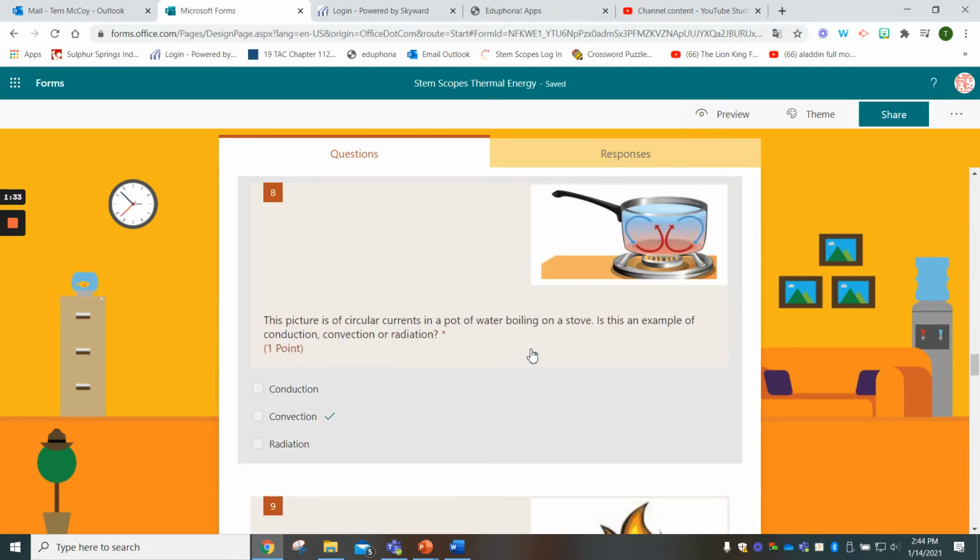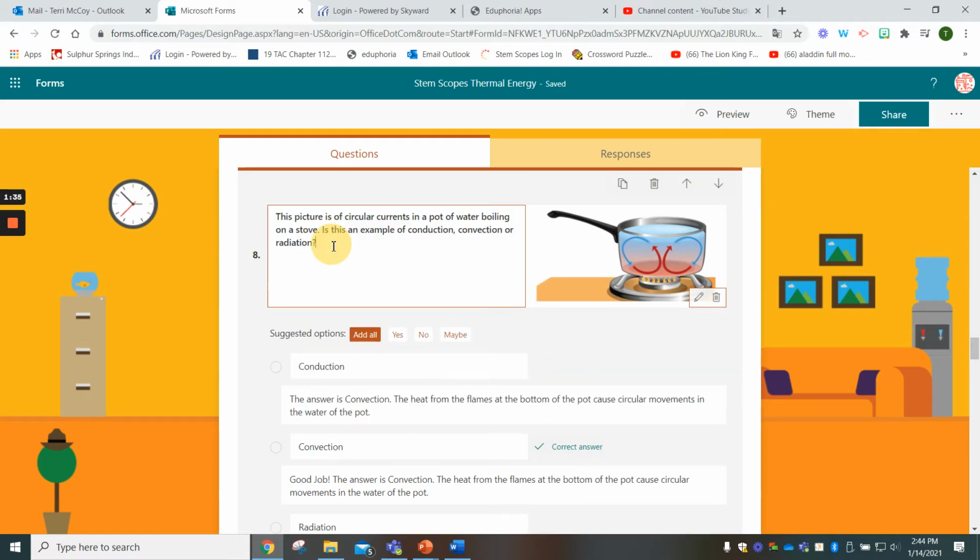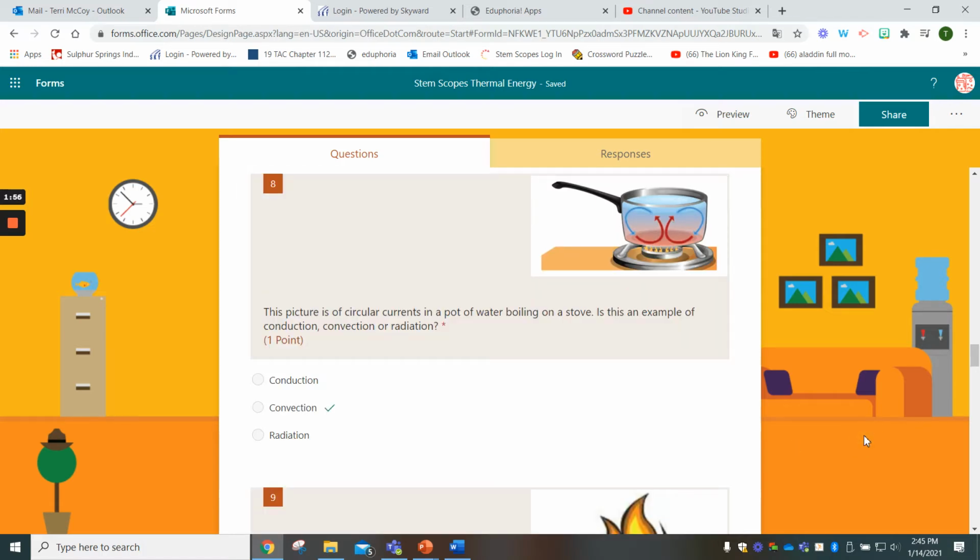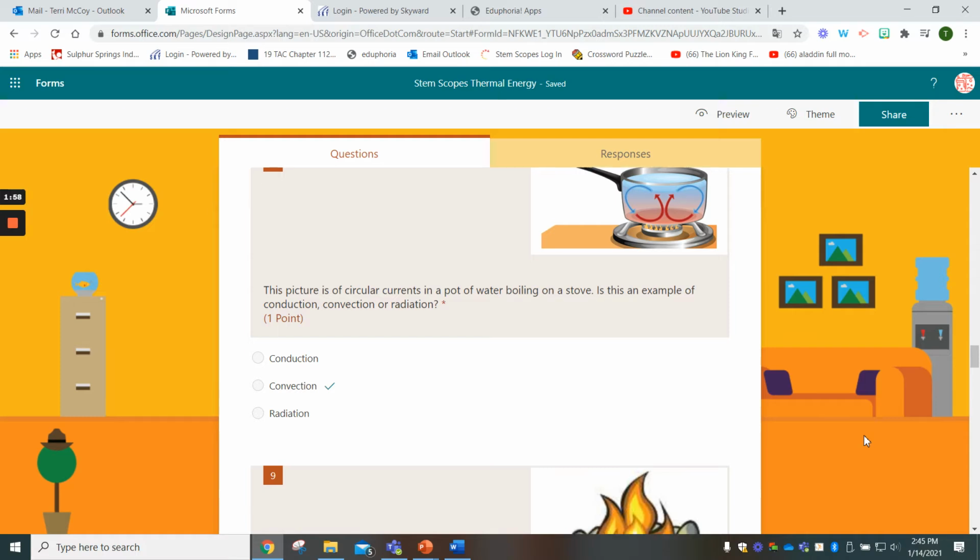The next one is a picture of circular currents in a pot of boiling water on a stove. Is this an example of convection, conduction, or radiation? This one is convection. The answer is because the heat from the flames at the bottom of the pot cause circular movements in the water of the pot, and that is convection. We've got circular movement in liquid or air, we have convection.